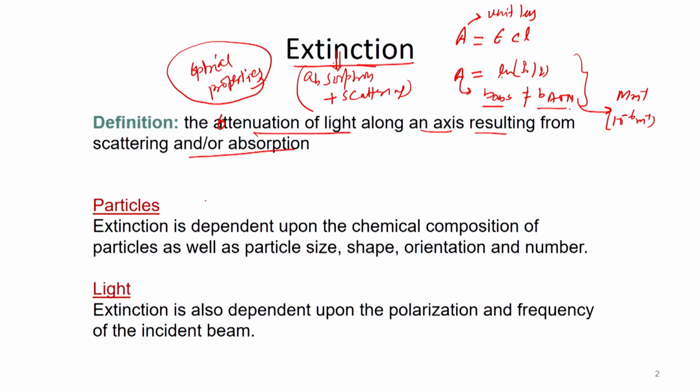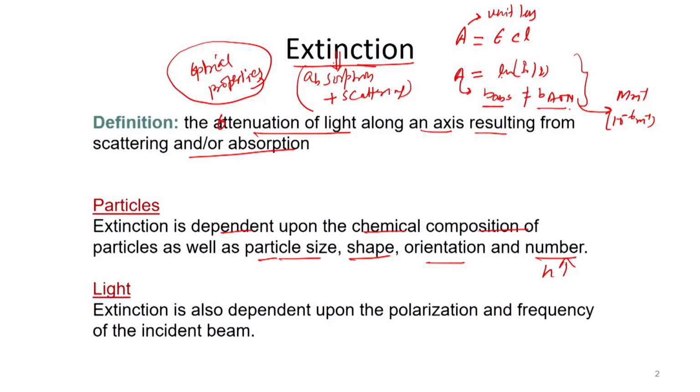For particles, extinction depends upon the chemical composition of the particles as well as particle size, shape, orientation and number. If you have a very high number, the extinction coefficient will be high. For particle size, there is a very specific size; if the particle size is less than that, there will be no scattering. There are two types of scattering, forward and backward. Absorption of course depends on the number concentration, and shape and orientation are also very important.